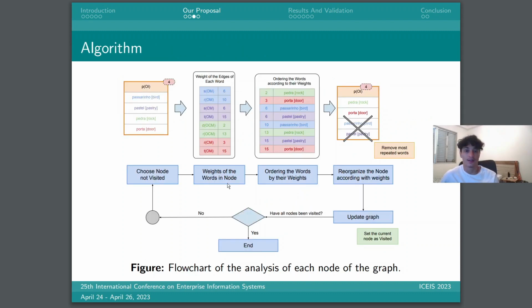So now let's talk about our method, which consists of 4 steps. The first one is to choose a non-visited node. In this example, we choose the node P, evaluated at initial onset. This phoneme is evaluated at this position in 4 words.